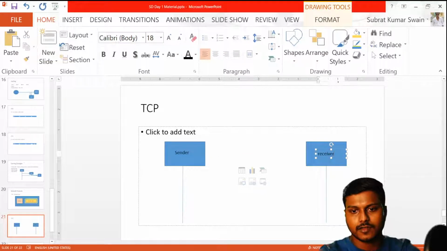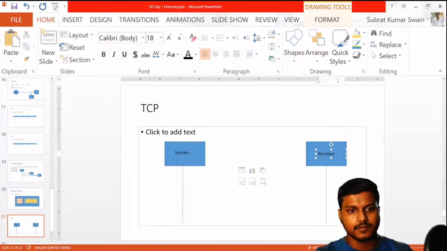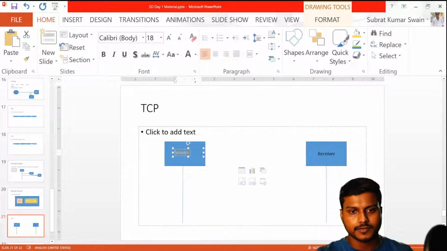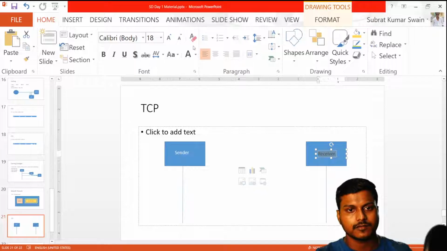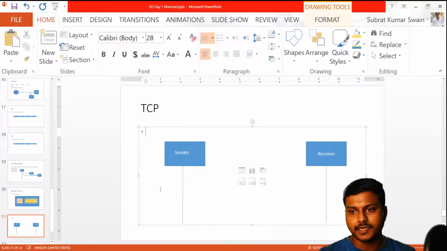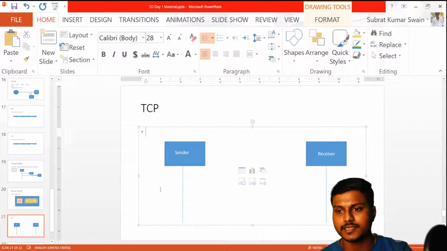Receiver. I hope the spelling is correct. Receiver. I think for this color we need to change the font color to maybe white. Yeah. So we have sender and we have receiver.